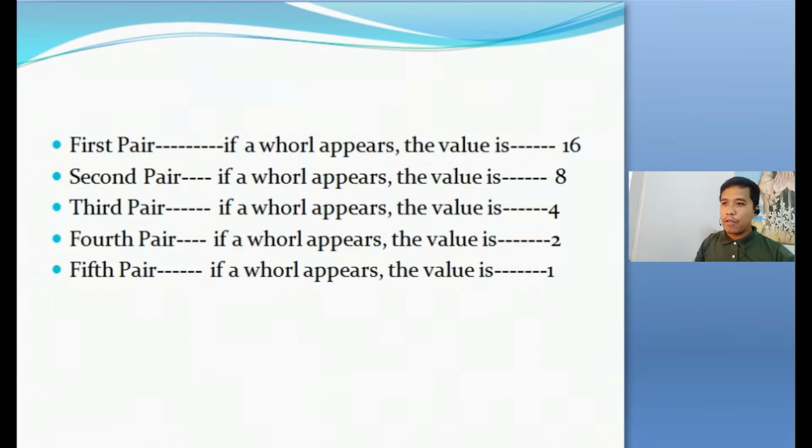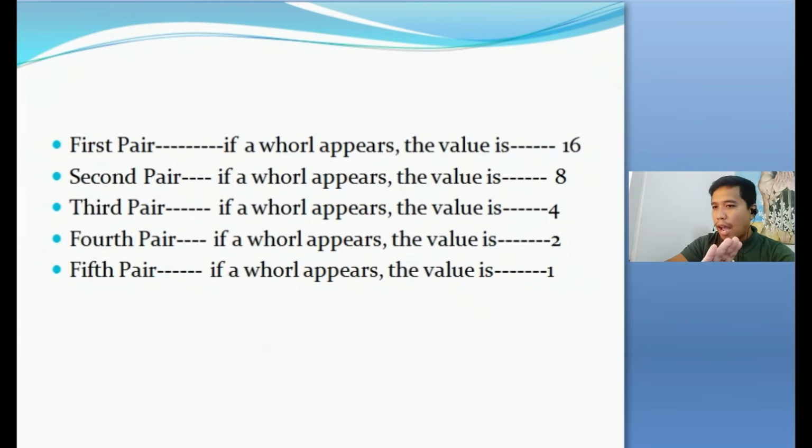The answer is, it depends on which pair the numerical pattern appears in. For example, in the first pair, if a whorl pattern appears in a fingerprint, what is the first pair? The right thumb and the right index. If there is a whorl pattern, it is either the thumb or the index. If a whorl appears, the value is 16. Take note, in the second pair, if the whorl appears, the value is 8. In the third pair, the value is 4. In the fourth pair, the value is 2. In the fifth pair, the value is 1.